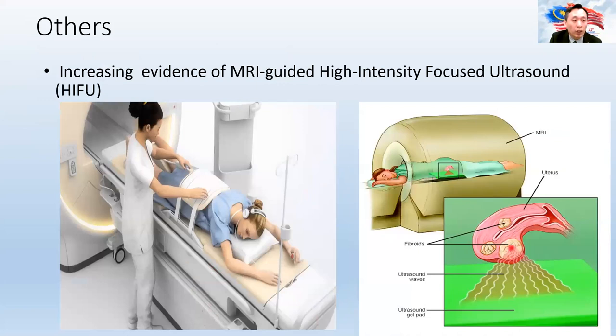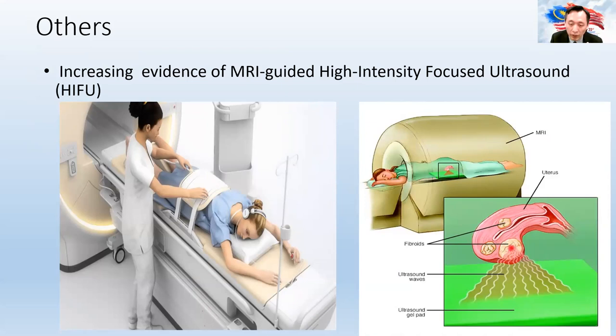So other than that, there is increased evidence for MRI guided high intensity focused ultrasound. These are good for single fibroid, small fibroids, all right, not multiple fibroids and big fibroids. So they focus the ultrasound, then create heat to create a central necrosis. So the fibroid can shrink by 30 to 40%, up to 50%.